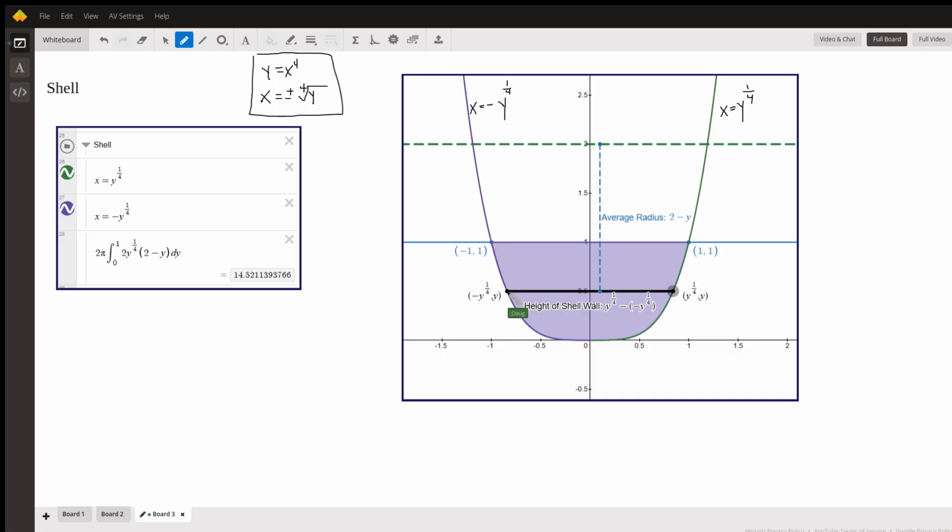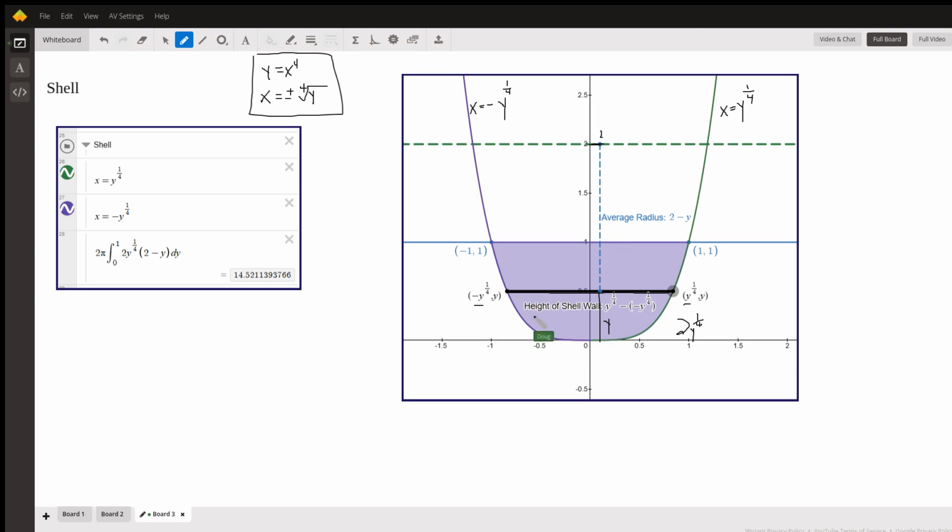And then this is the height of a typical shell wall right here. From this x coordinate, take away this x coordinate, which is actually 2 y to the 1/4. So that's the height of a typical shell wall. The average radius of a typical shell wall is the distance from the axis of revolution to the center of the shell. And so the y-coordinate at the top is again 2, and this distance is y.